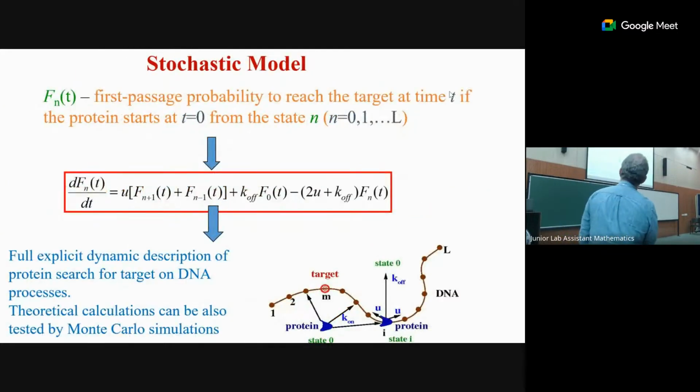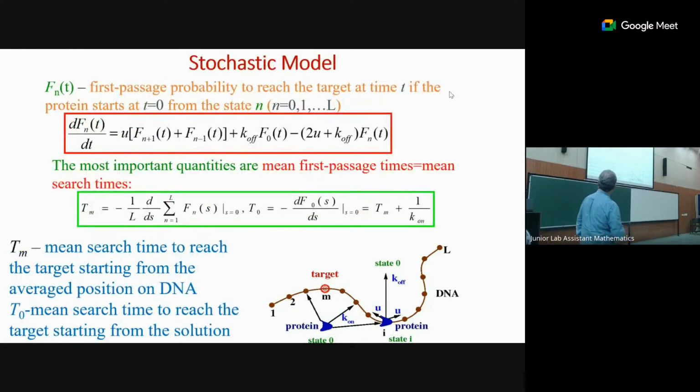Okay, so you write these equations. We saw these equations before, right? Fn is the probability density to reach the target at time t. At time 0 you started in one of those states. If you are on DNA, then you can go to state n+1 and n-1. You can also go into solution with rate k_off, and that's what you write. You can solve these equations. You can also do Monte Carlo simulations here.